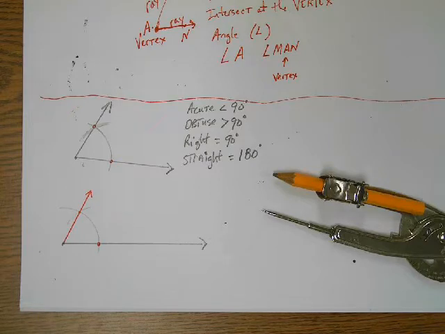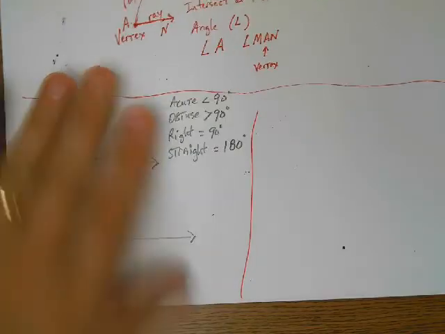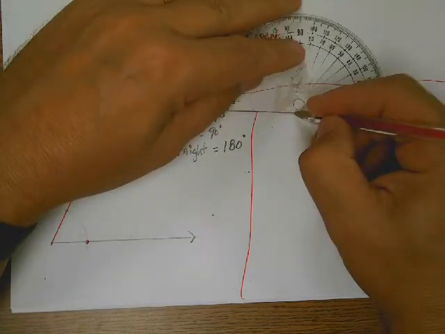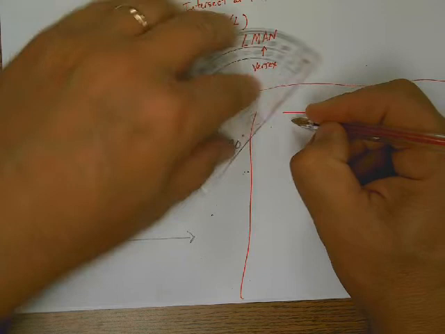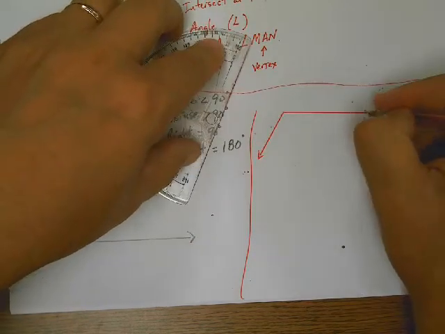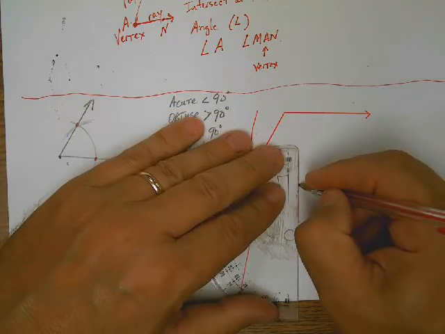Allie, did you follow it along all right? All right, let's do it again. This time, I'm going to use an obtuse. So I'm going to create an obtuse angle. And I'm going to copy it on a vertical line.